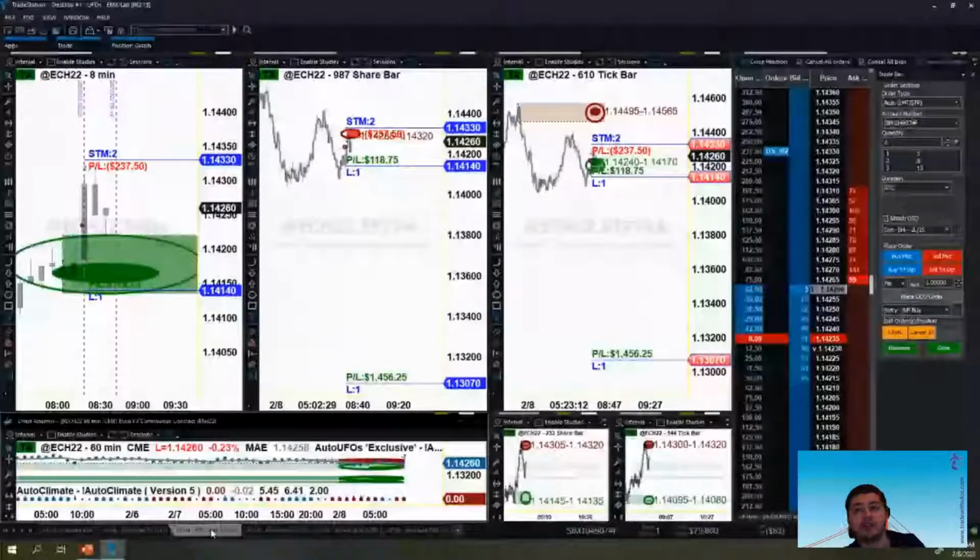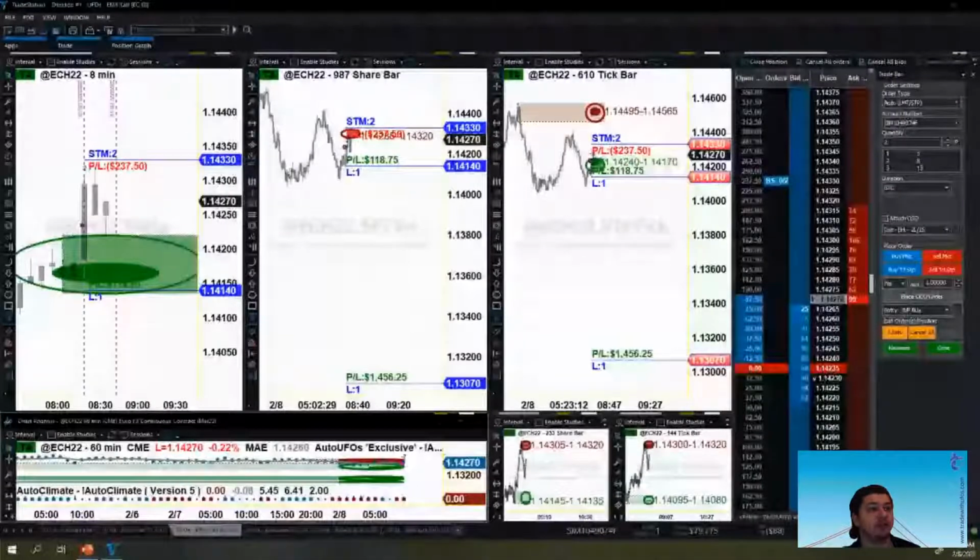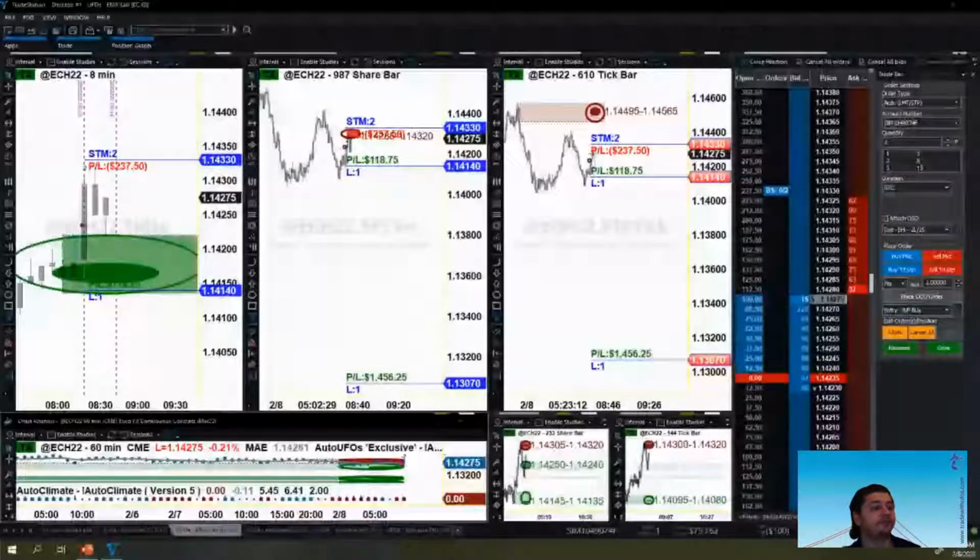All right, so the euro has gone down, right? It hasn't stopped us out. A new UFO has formed up there, right where we were in at. So let's see what happens. It may come down, right? Obviously, right now it's moving really slow, not like the markets that we're in, but let's see what happens.